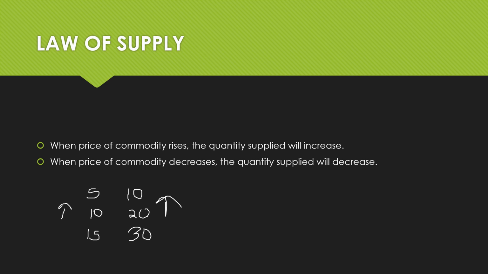This is happening because when the price has risen from 5 to 10, the producer will think, okay, before, per unit I was getting only 5 rupees, and now per unit I'll be getting 10 rupees. So I can make more profit, I can make more money out of selling now. So let me start producing more. Due to this, the supplier will start supplying more.